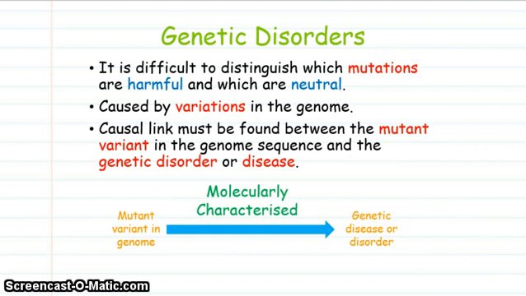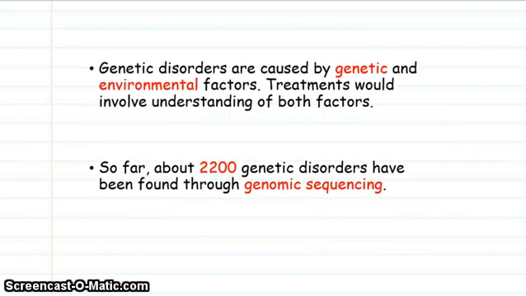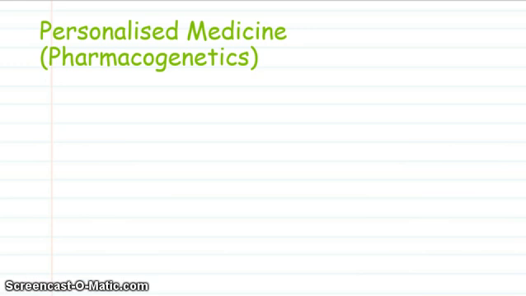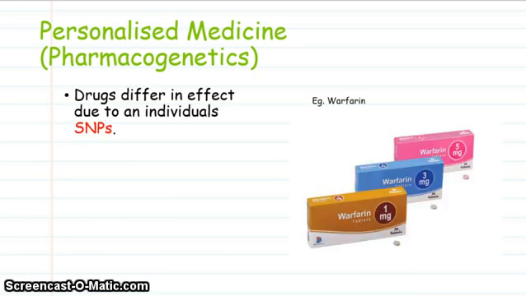So when a mutant variant in the genome causes a genetic disease or disorder, it has been known as molecularly characterized. But genetic disorders are caused by a combination of genetic and environmental factors, of course. But so far, about 2,200 genetic disorders have been discovered through genomic sequencing. This could help in personalized medicine.